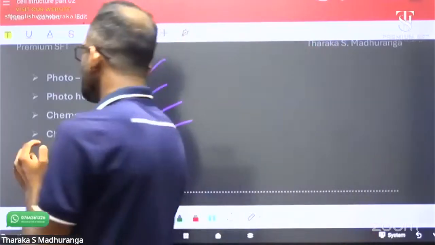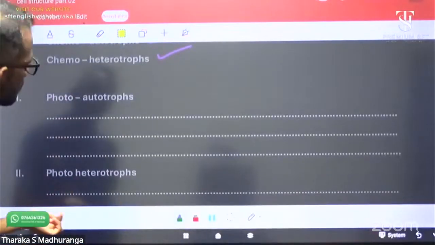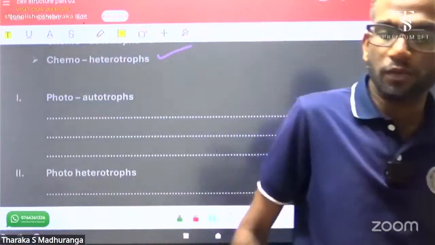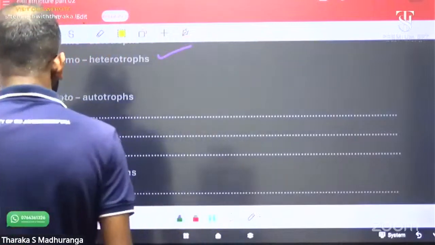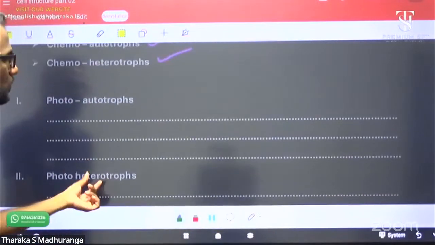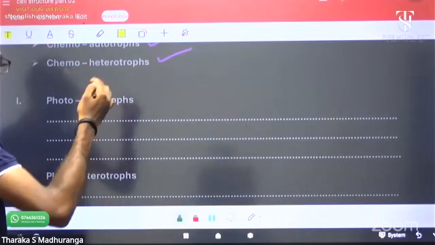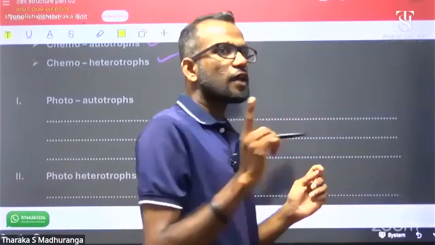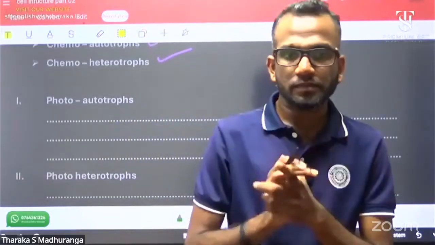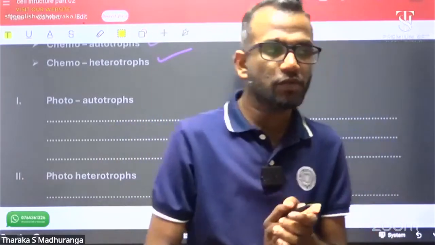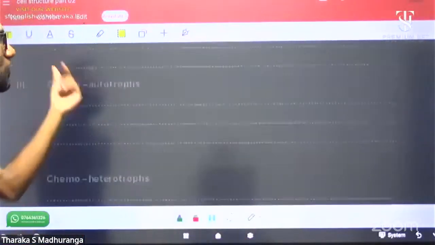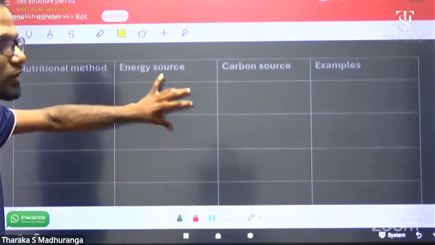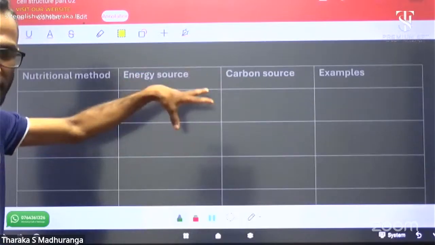Now let's see the examples and their characteristics, how they complete their nutritional types. Remember, this diversity mainly depends on nutritional types, meaning carbon and energy source. I have given a table here, which you have to fill in. The headings above are the same.